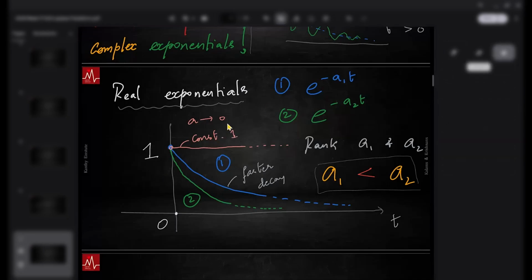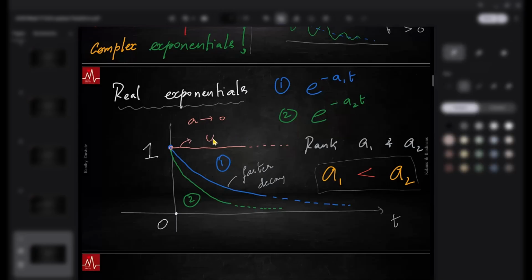And we also gave it a name yesterday. This is nothing but u of t. That is your u of t function. So this step function, if you're only looking at positive time, is a special case of the exponential function.